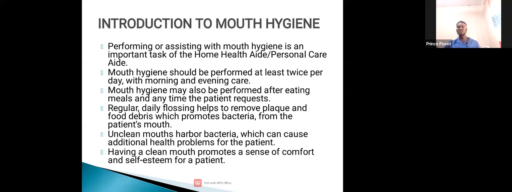Regular daily brushing and flossing helps to remove the plaque and food debris which promote bacteria in the patient's mouth. Unclean mouths harbor bacteria. We know what it feels like if you have someone whose mouth is smelling, how that smell feels. So if your mouth is unclean, it harbors bacteria and it can make your mouth smell. And this causes what additional problems for the patient? Having a clean mouth promotes a sense of comfort and also self-esteem for the patient.